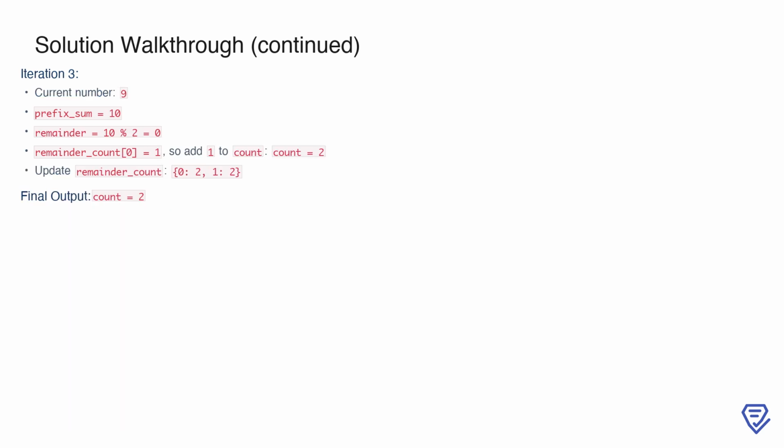Finally, for the third number, 9, prefix_sum becomes 10. The remainder when 10 is divided by 2 is 0, and remainder_count shows that this remainder has occurred once before. This indicates one subarray ending here with a sum divisible by 2. Adding 1 to count brings the total count to 2, and we update remainder_count to {0: 2, 1: 2}. With all iterations complete, the final output for this example is count equals 2.